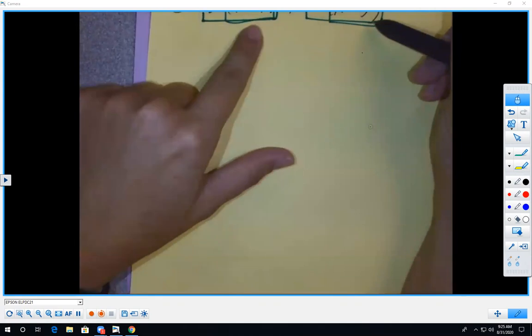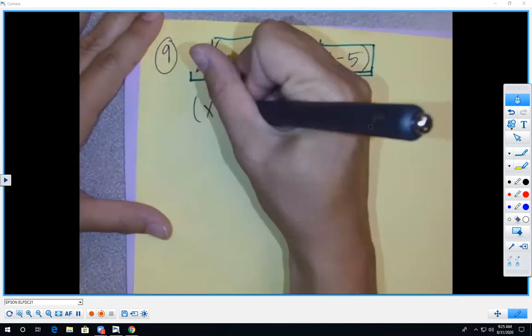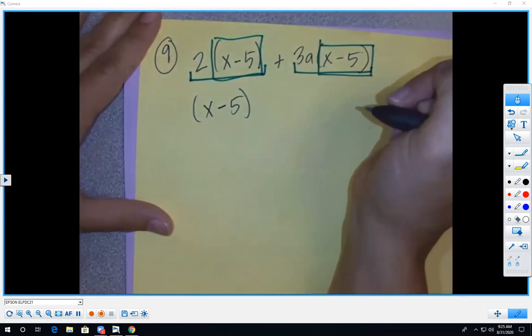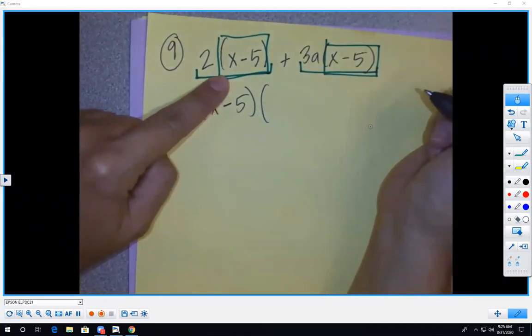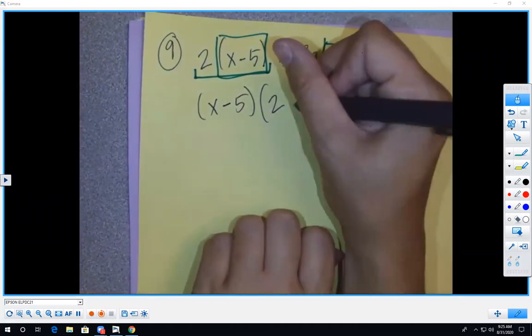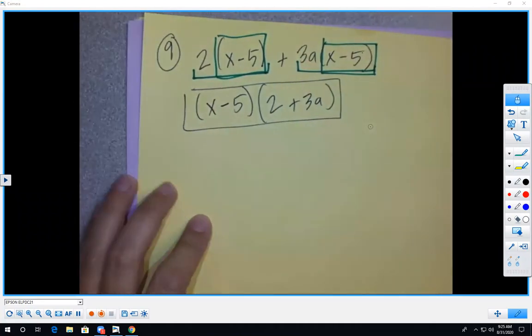So we want to pull out the x minus 5s. To pull out the x minus 5s, I'm going to write it out front. This time I have to put that in parentheses because it's 2 different things. And when I pull it out of the first term, what's left over? 2. And when I pull it out of the second term, left over is plus 3a. And that's your answer.